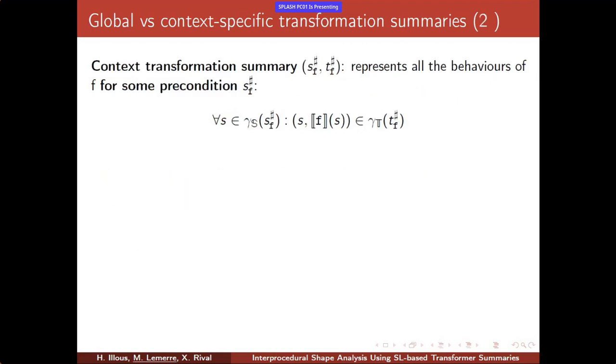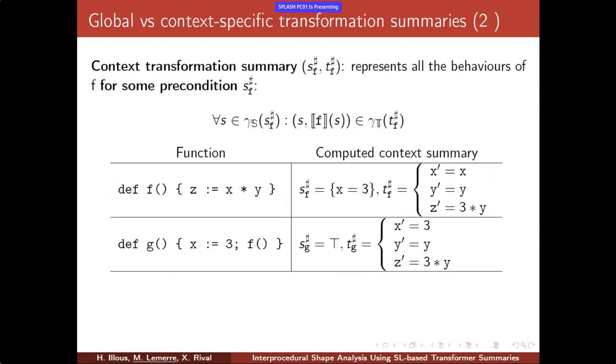Our solution to this problem is to use what we call a context transformation summary. It's a pair of an abstract state and an abstract transformation, which represents all the behavior of the function f, but only for some precondition of f, and the precondition is given as an abstract state. So what does it mean formally? It means that for any state in the precondition described by SF, the pair of the corresponding output state must be represented in the abstract transformation.